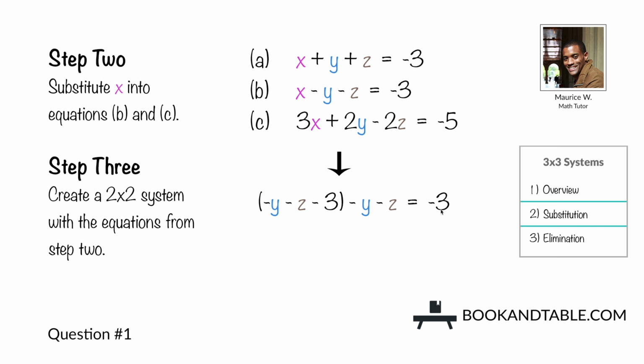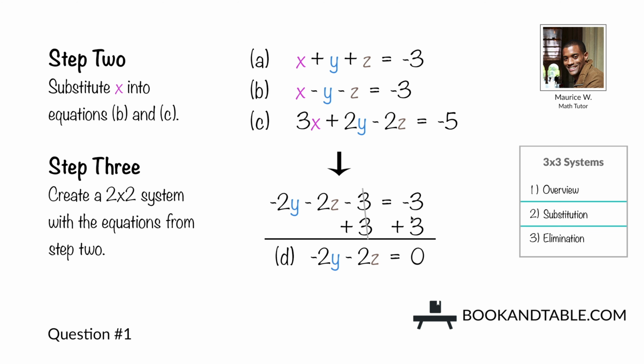So we can combine our like terms. -y minus y is -2y. -z minus z is -2z minus 3. And now we just want our y and z terms on the left side. So we'll add 3 to both sides, showing us -2y minus 2z is equal to -3 plus 3, which would be 0. So this is equation D. So we'll put that to the side.